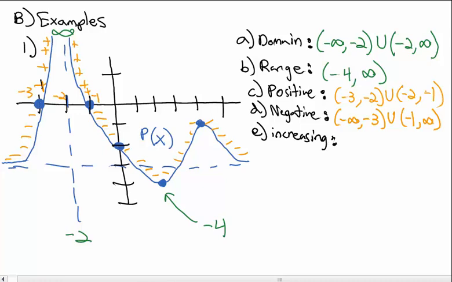Increasing, where is the graph going up from left to right? Well, I do notice it is increasing initially, right up to the asymptote. So from negative infinity up to the asymptote at negative 2, it's increasing. And actually, it's got a second time that it increases here in the middle of the graph, and that is from 2 to 4. So we'll say union from 2 to 4, it is also increasing there.